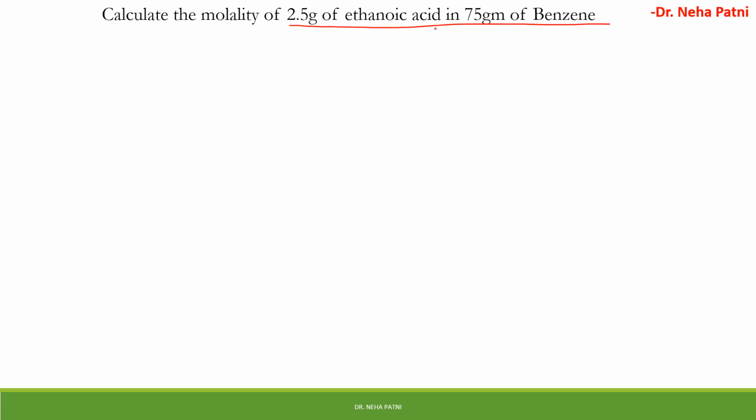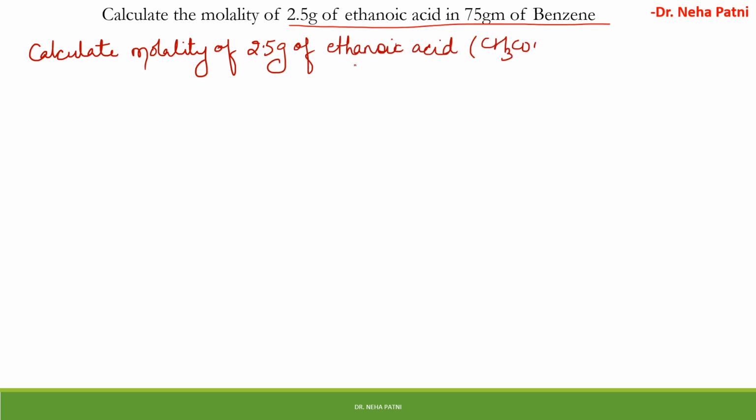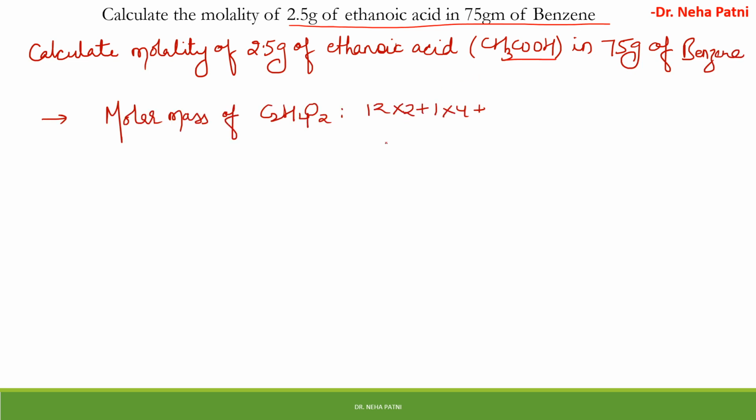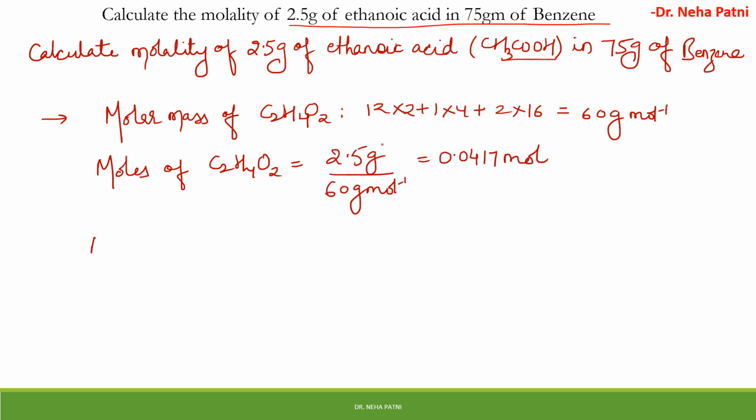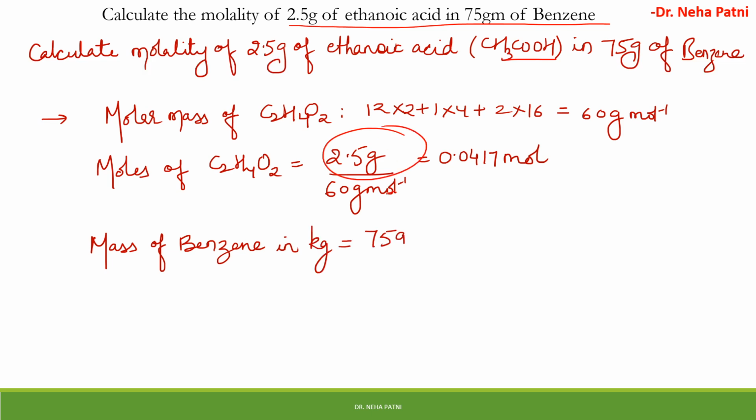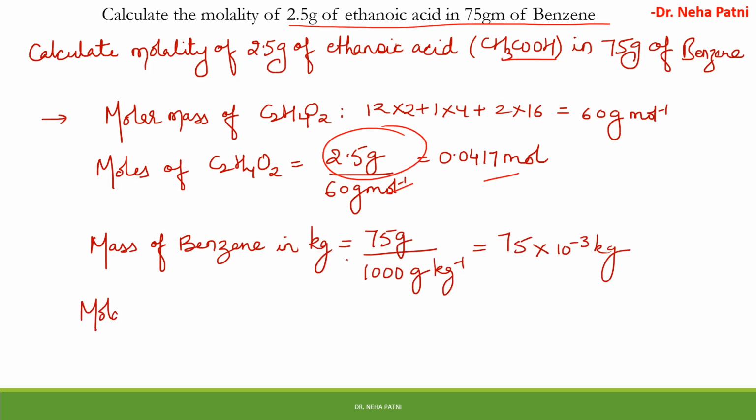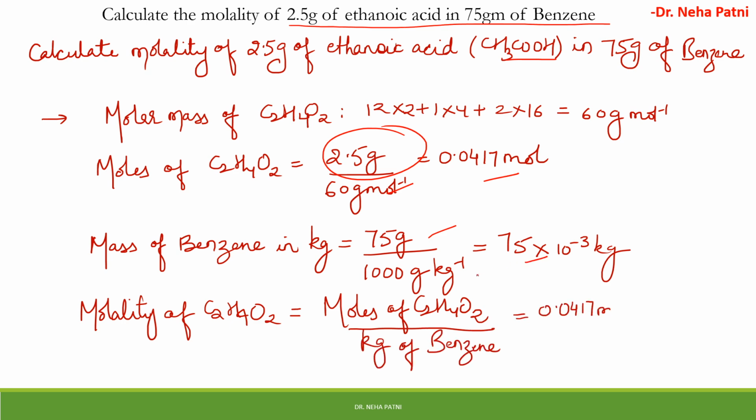Yes. So now see, what we are going to do here is we have to calculate both of the things. Now it's already saying ethanoic acid, so the molar mass of ethanoic acid, first of all, you have to calculate. Now let's go ahead with the moles of ethanoic acid. So 2.5 gram divided by molar mass gives me moles. Mass of benzene in kg is given in grams, so you have to convert to kgs, and molality is simple.